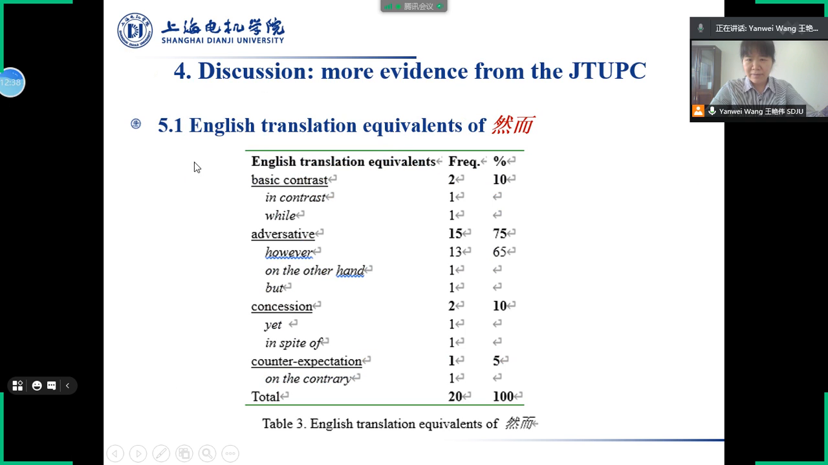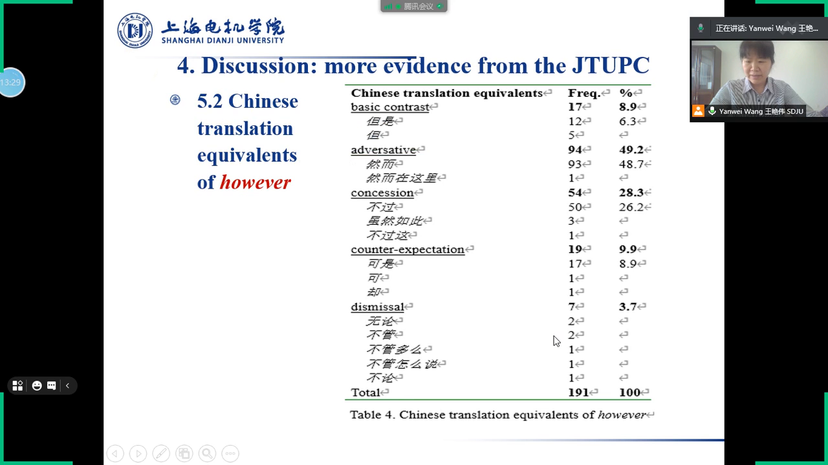In the first subsection, we'll address these English translation equivalents of 然而. As shown in Table 3, 4 main functions can be distinguished in the corpus, including basic contrast, adversative, concession, and counter-expectation. The adversative function is most common, accounting for 75%, while the counter-expectation function is rare, accounting for 5%. Now, let us reverse the perspective and examine the Chinese translation equivalents of however.